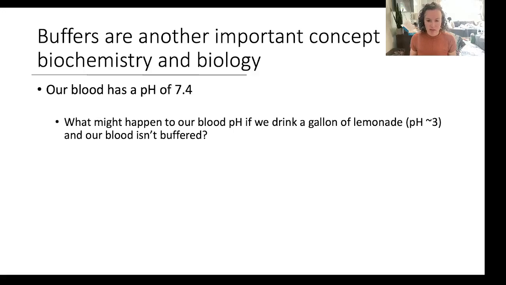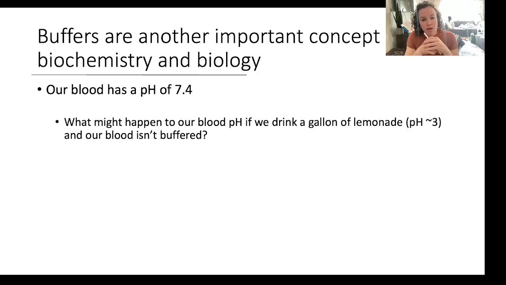So why do we have to understand buffers in biochemistry? Basically, we have to think about whether buffers are important to physiology, right? So our blood has a pH of 7.4. We call this physiological pH.